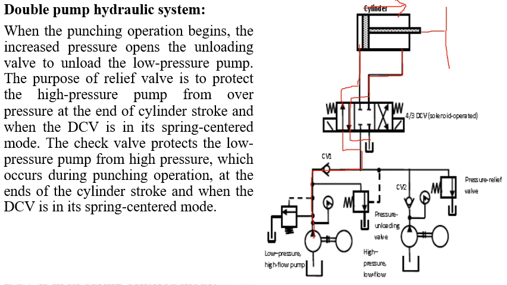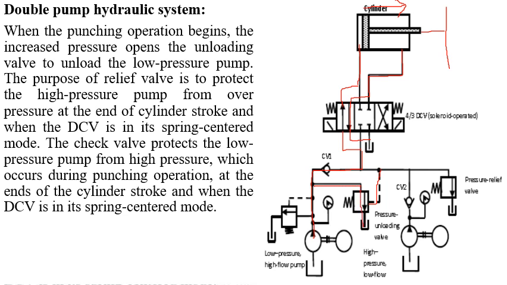This pressure increase is sensed by the unloading valve, and this unloading valve unloads the low pressure pump. Once this low pressure pump is unloaded, it sends the signal and the pump flow goes like this and it unloads the pump.